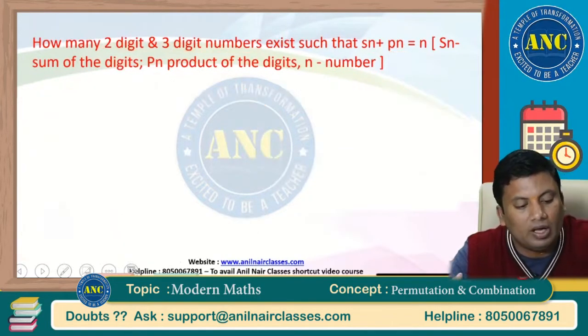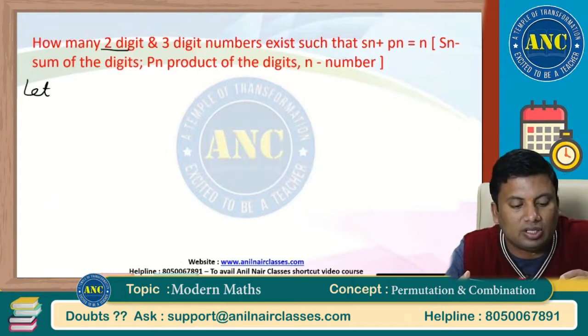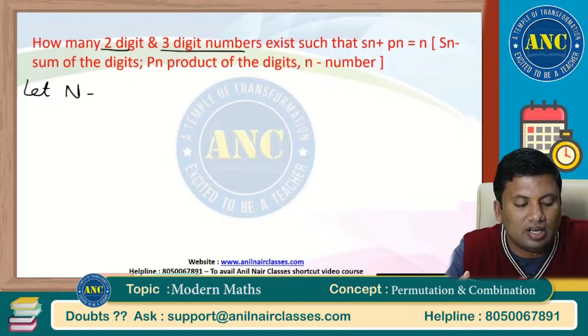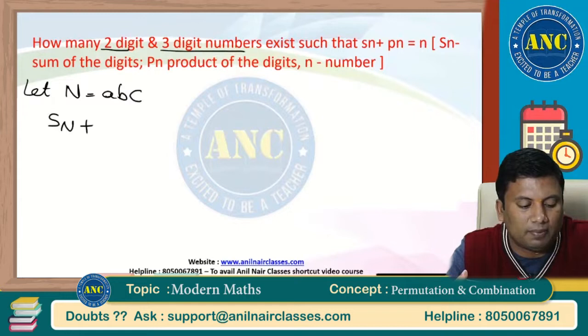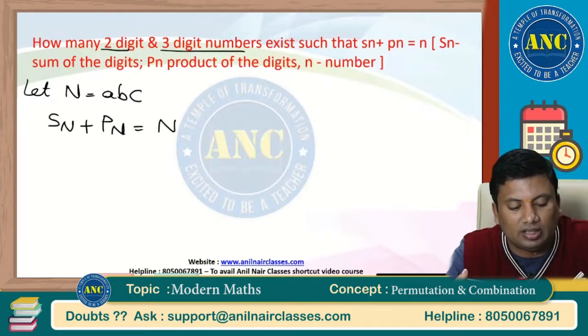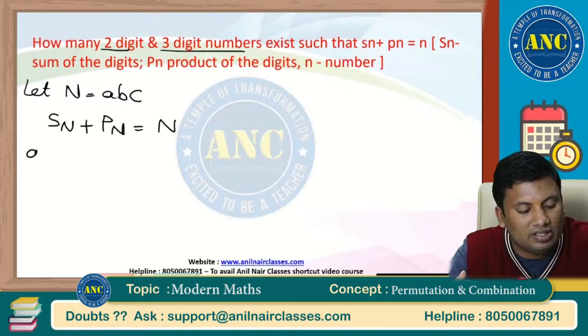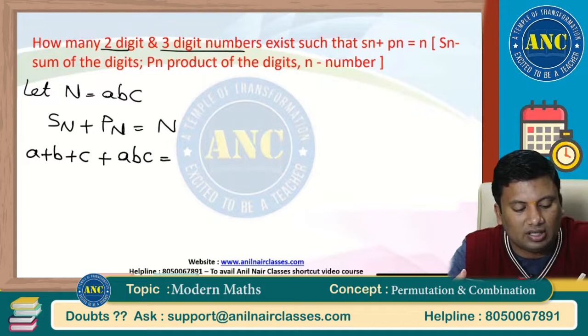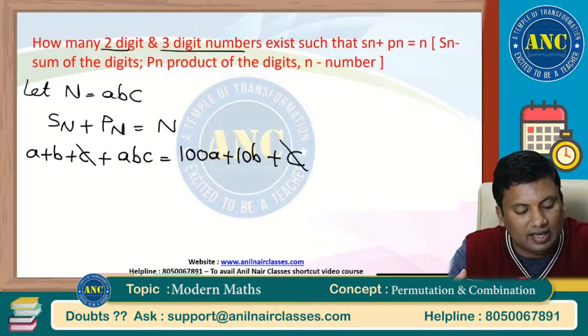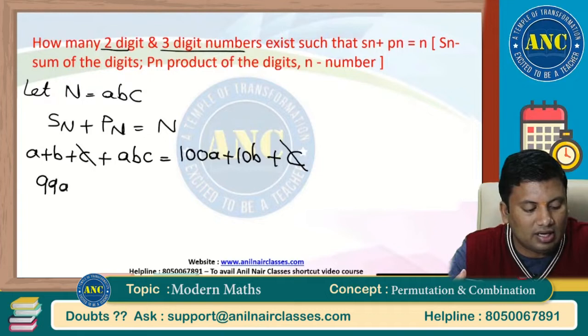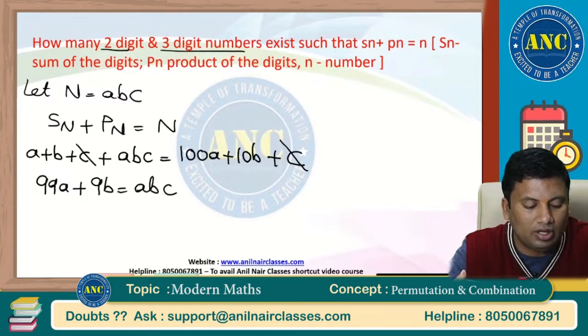Next one. If it is a 3-digit number, the question is 2 digits as well as 3 digits. Let n be ABC. Sum of the digits plus product of the digits is nothing but the number itself. Sum of the digits is A plus B plus C. Product of the digits is ABC. A is there in hundreds place: 100A plus 10B plus C. C cancels. 100A minus A, 99A. 10B minus B, 9B, equivalent to ABC.